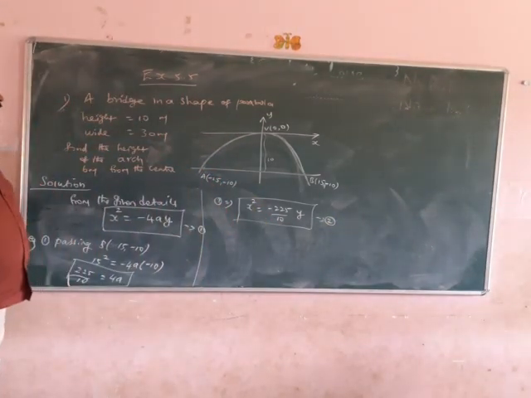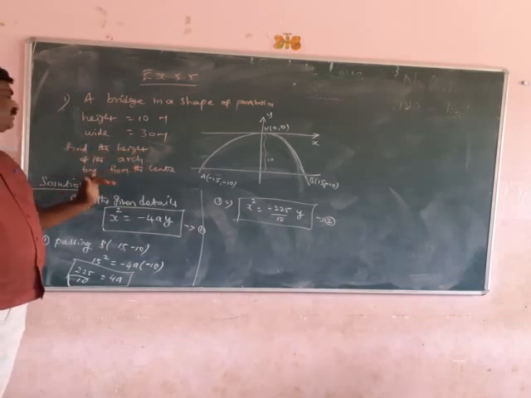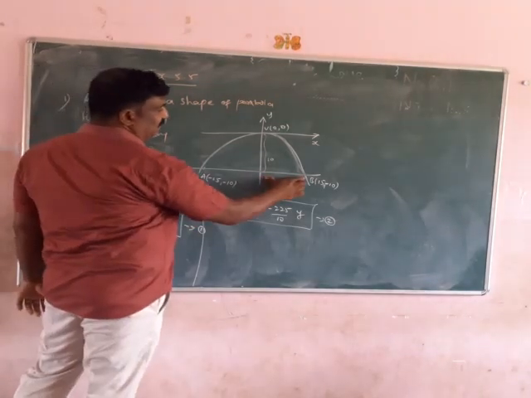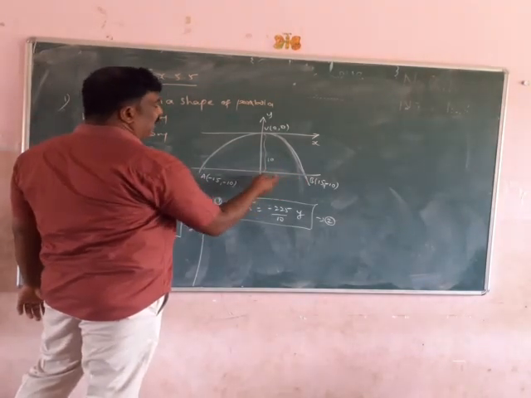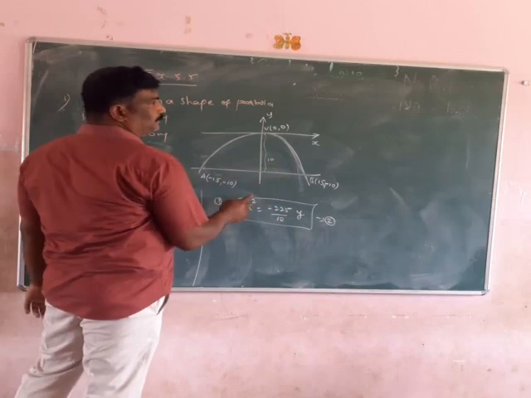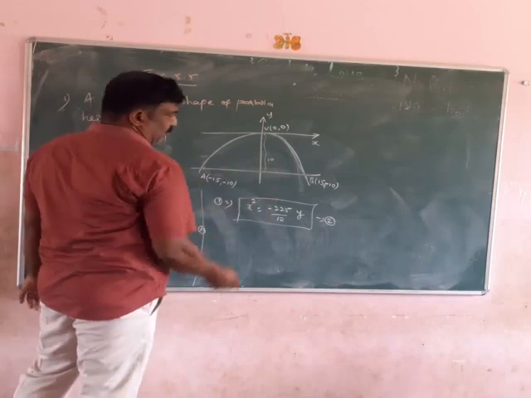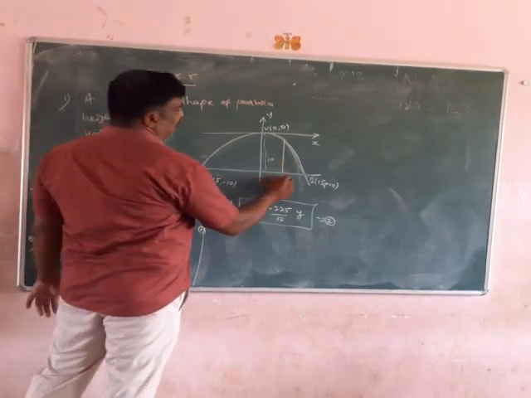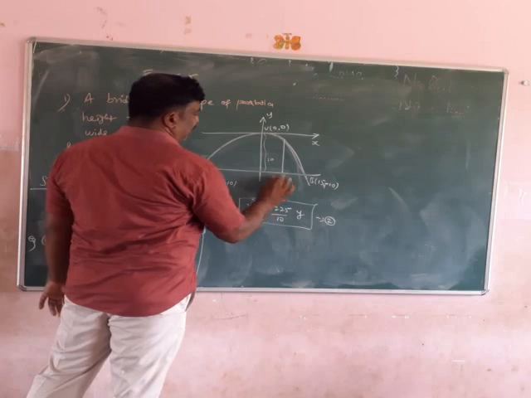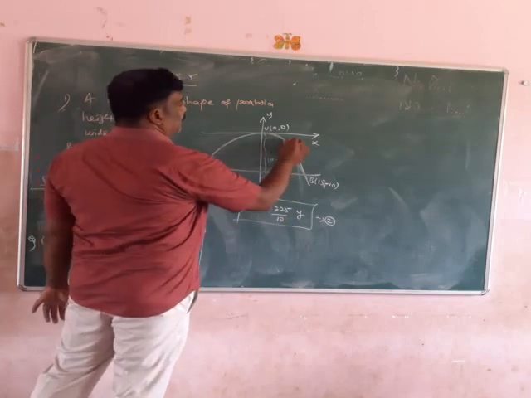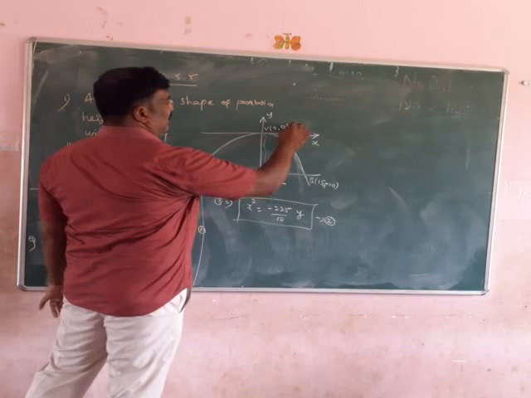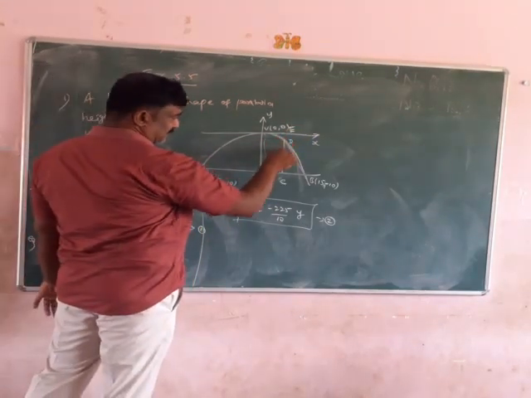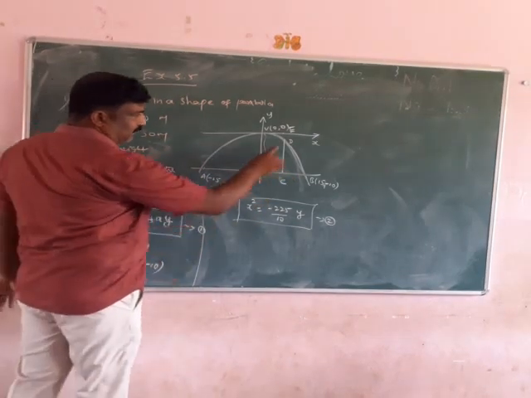Next we need to find the height of the arch 6 meters away from the center. Here the length is 50 meters, so we need to find the height either on the left hand side or the right hand side. Let me assume the line is like this, with points A, B, C, D, and let me consider the point E. We need to find the height, that is CD.